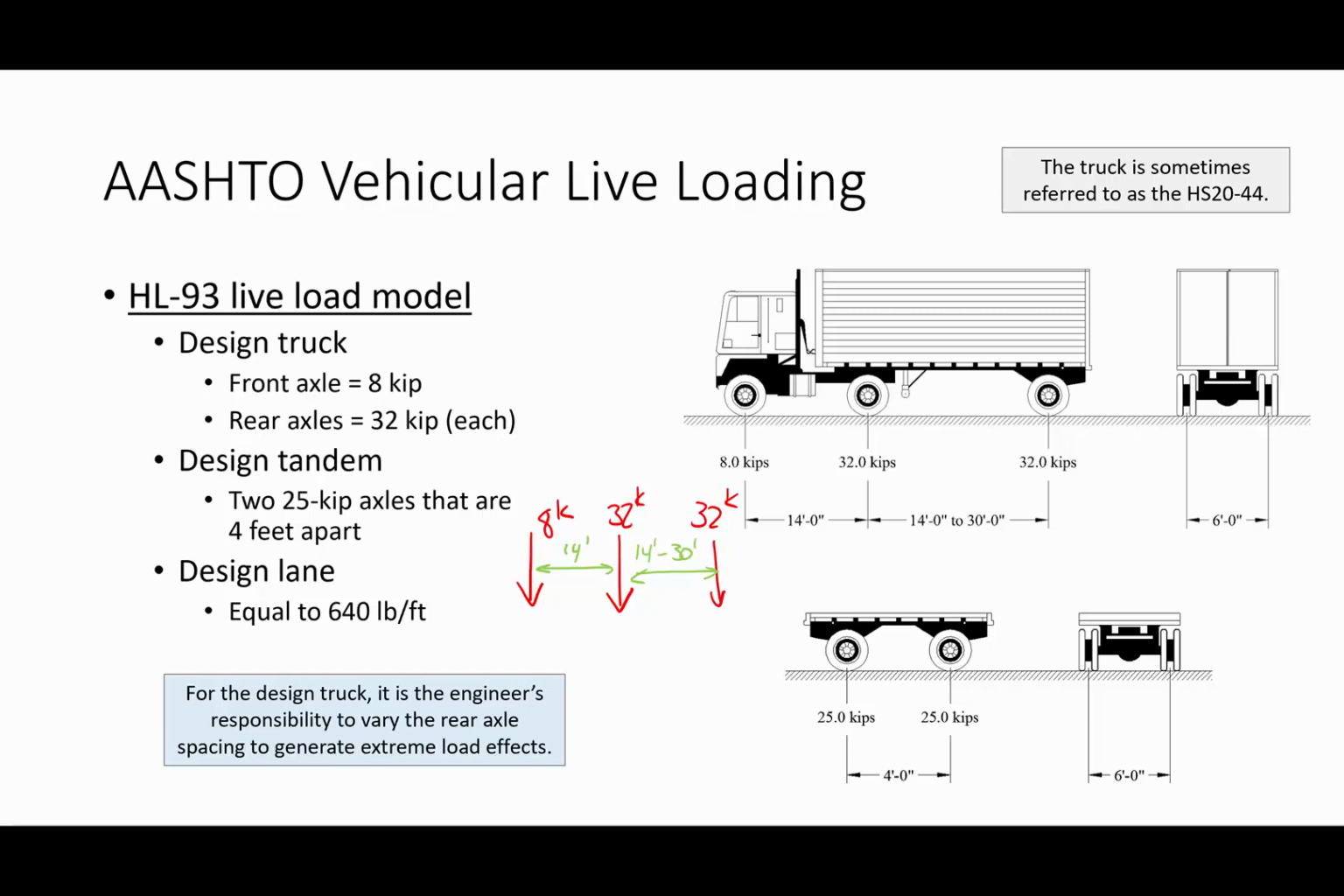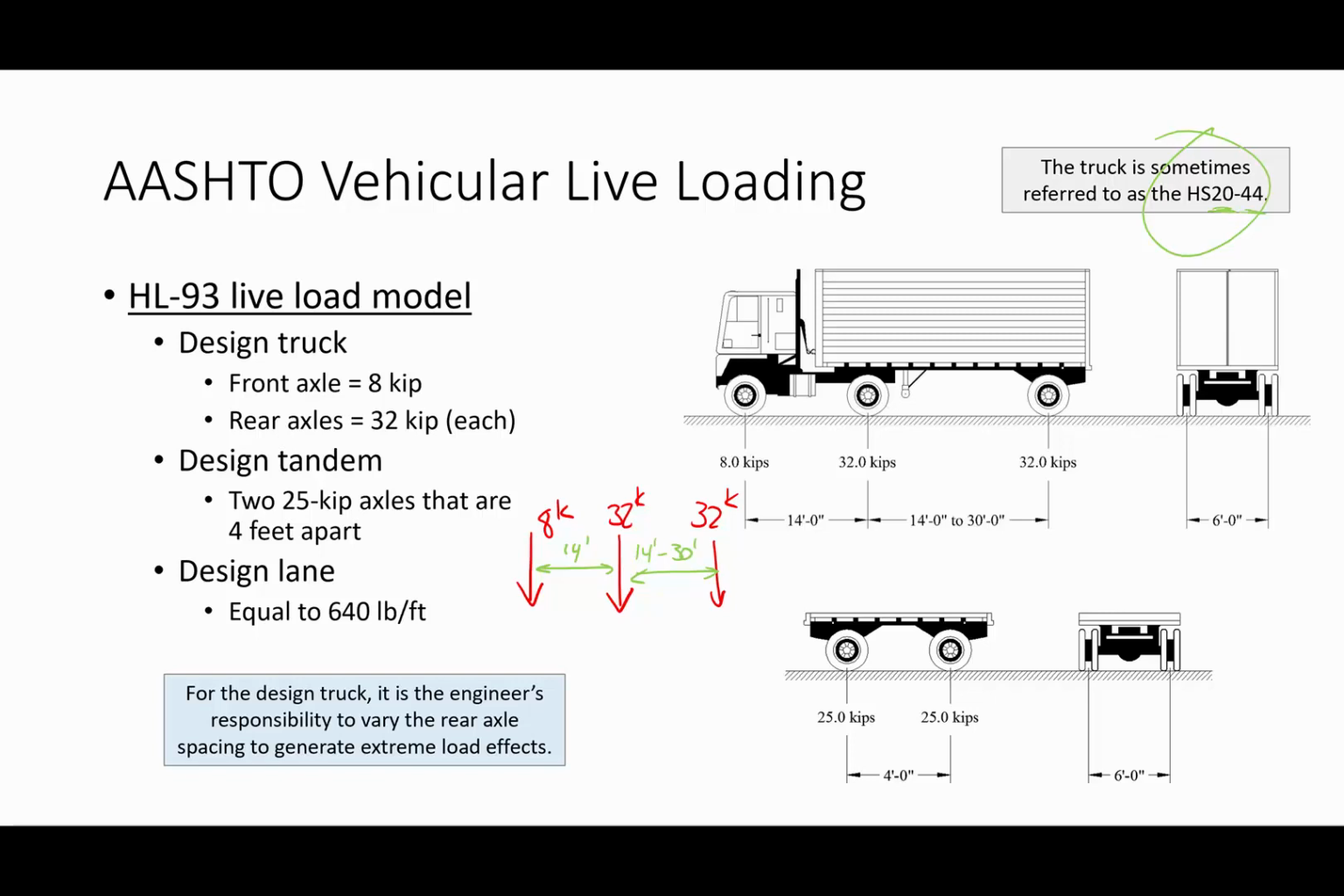This truck sometimes has another name. Sometimes it's called the HS2044. The reason why it's called the HS2044 is because the 44 stands for 1944 when the truck was first developed, and the 20 stands for the weight of the two front wheels. So if the axle is 8 kips, then each wheel weighs 4 kips. And if an axle weighs 32 kips, each wheel weighs 16 kips. So the front two wheels weigh 20 kips, and so that's where the 2044 comes from.